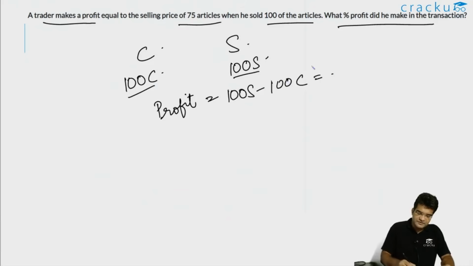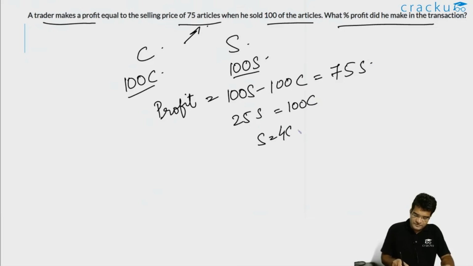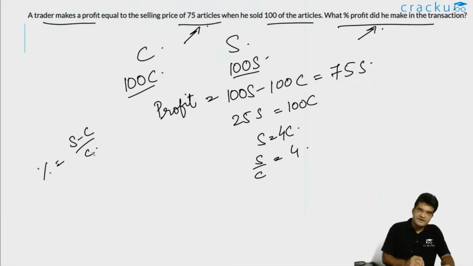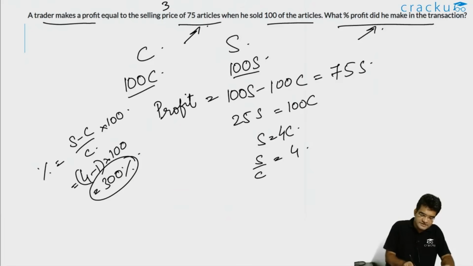But this we are told is equal to the selling price of 75 articles. So this is equal to 75S. So using this equation, we can find out that 25S is equal to 100C or S is equal to 4C. Now in order to find out the profit percentage that he made, we have to calculate S by C. This is equal to 4. Now profit percentage is equal to profit by cost price into 100. That is selling price minus cost price divided by cost price into 100. As we have S by C is equal to 4, this would equal 4 minus 1 into 100, this is equal to 300%. So the profit percentage on this transaction is 300%.